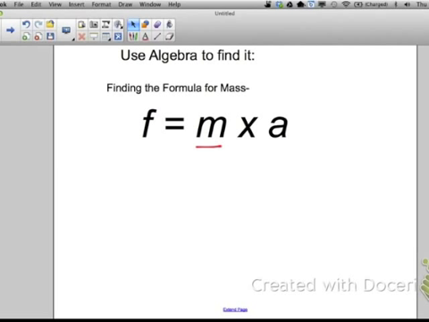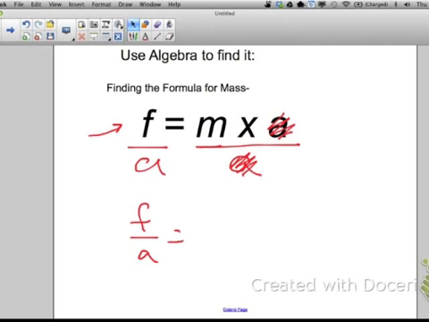So what I'm going to do is take the acceleration and divide, because I'm multiplying over here. If I do that, I can get the F and the A on this side, which is what I want. So I'm going to take the A and divide both sides by A. A divided by A, they cancel. This leaves me with F divided by A equals M. So to find the mass, I simply do the force that I have divided by the acceleration.